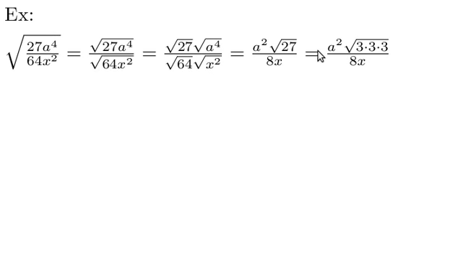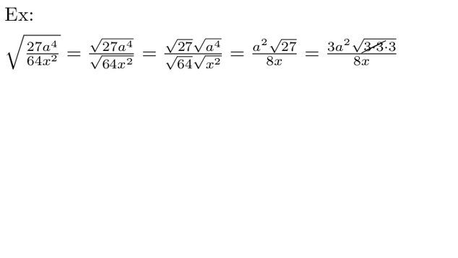Okay, so we have 27 is going to be 3 cubed, and that means we're looking for pairs, so we have one pair of 3's that we can get rid of. Well, not get rid of, but move to the front of the radical. So we can cross out the 3's and move it in front of the a squared. So we have 3a squared times the square root of 3 over 8x.